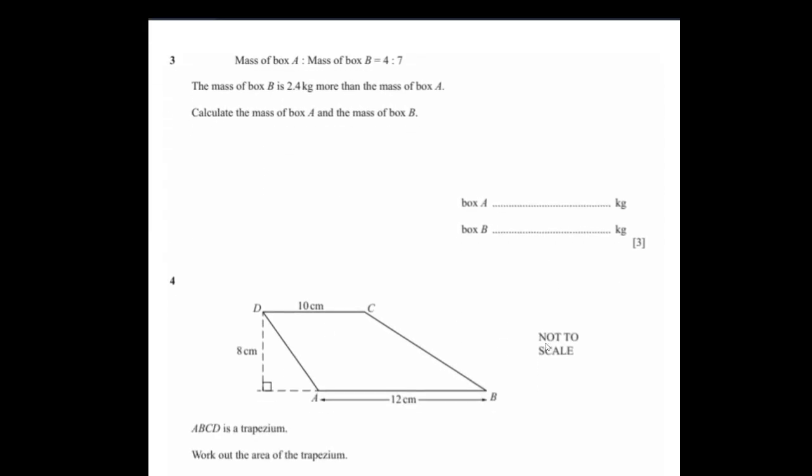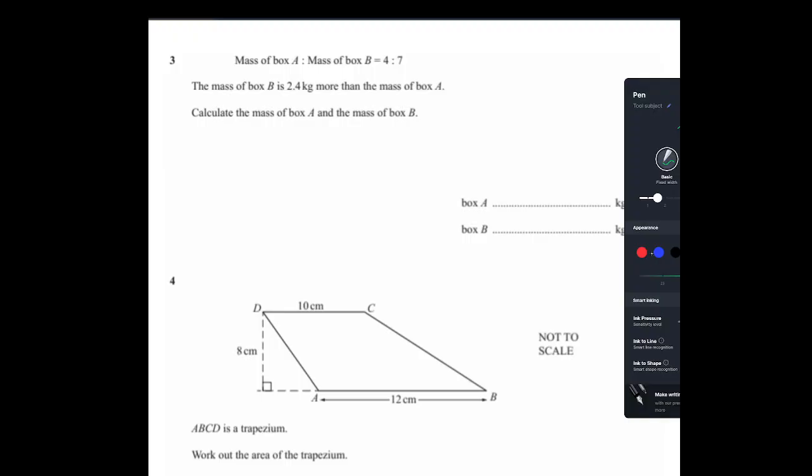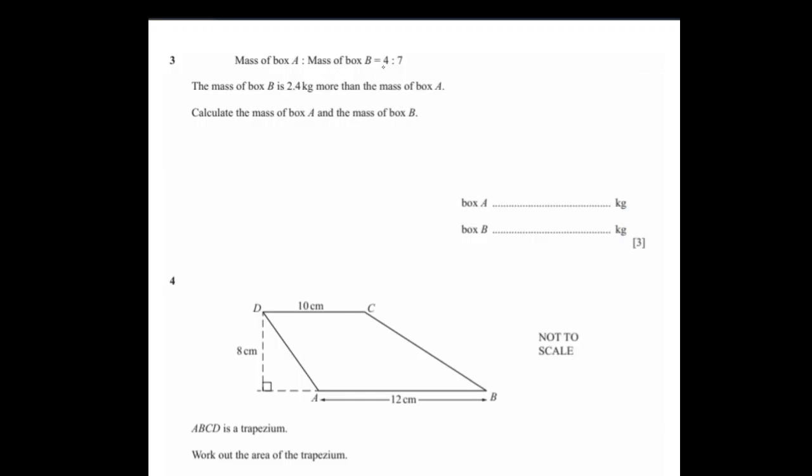Question number 3. Mass of box A to mass of box B is 4:7. The mass of box B is 2.4 kg more than the mass of box A. Calculate the mass of box A and the mass of box B. They have only given us the ratio, comparing box A with box B. So let the mass of box A be x kg. Then the mass of box B will be x plus 2.4, because it's given as 2.4 kg more than box A.